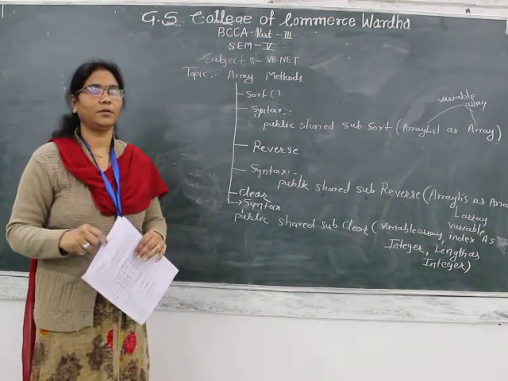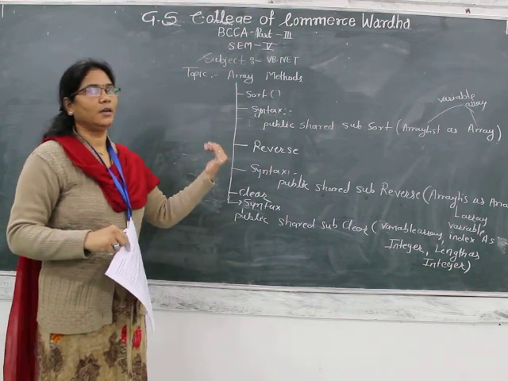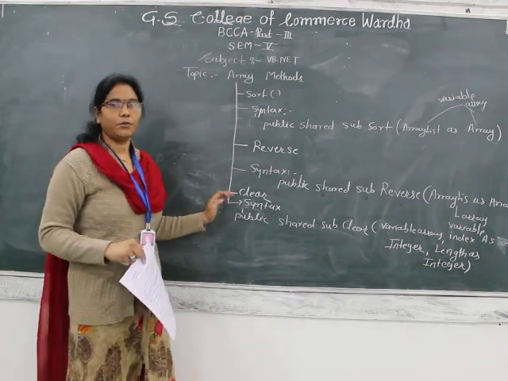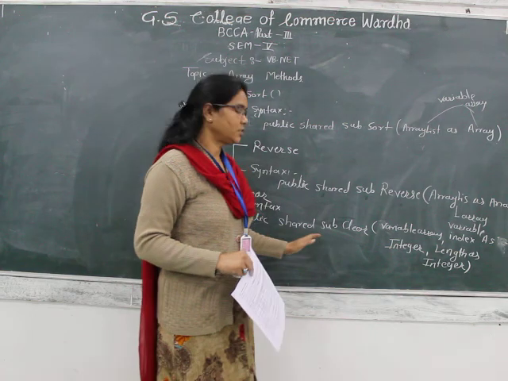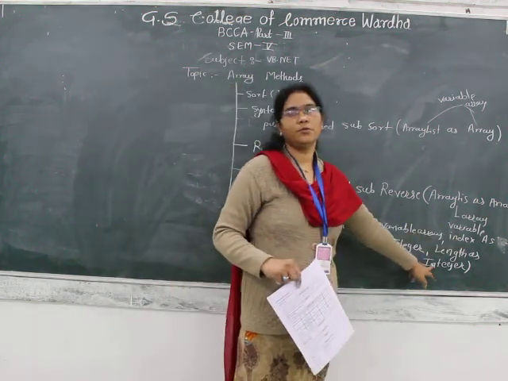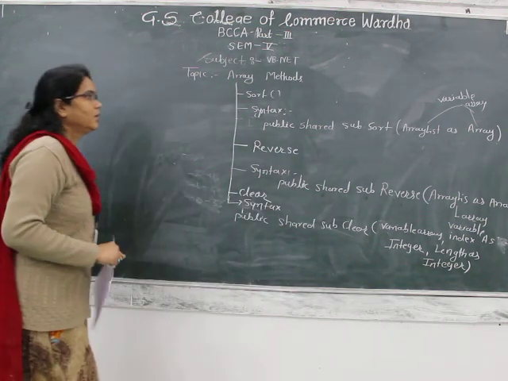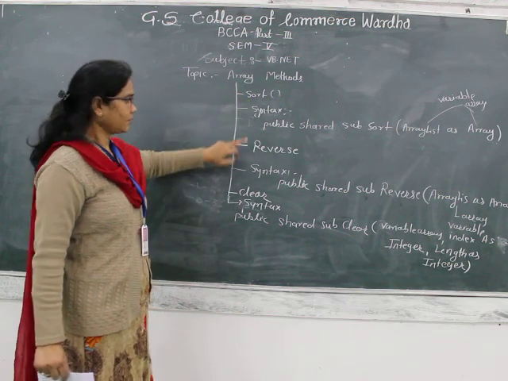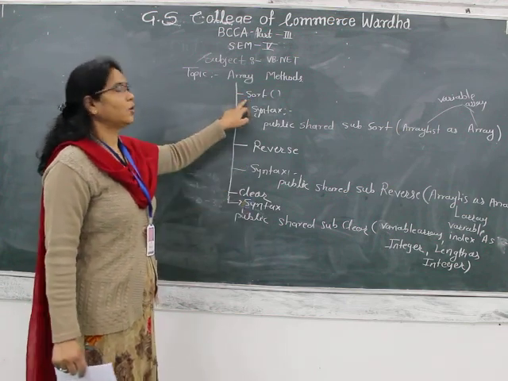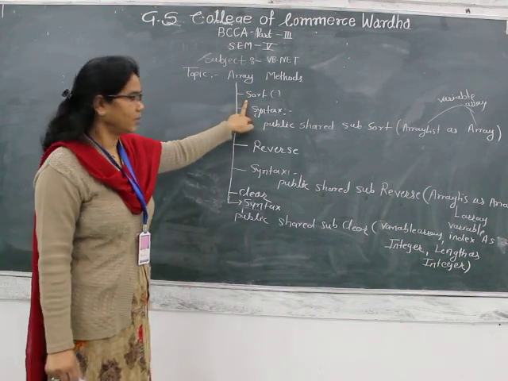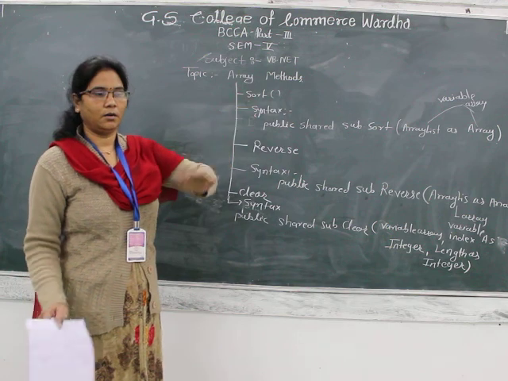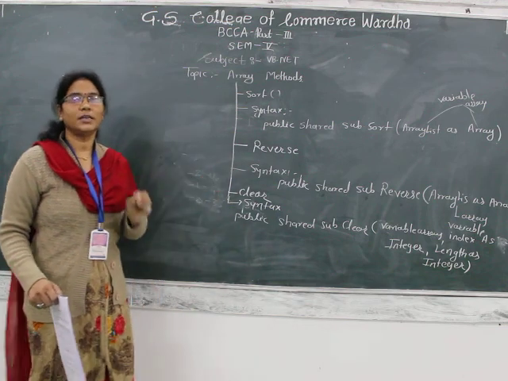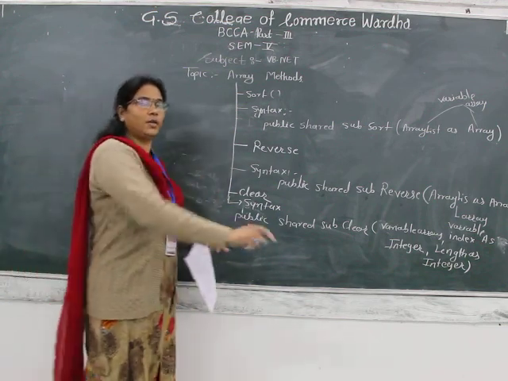Whatever the value of that array element, it should be assigned as 0. That is the meaning of clear. If you want to clear all the elements, then just provide the index number from 0 up to the size, so all elements will be cleared. Here 3 array methods are there: first is sort, second is reverse, and third is clear. Sort sorts the elements in ascending order. Reverse reverses the position of the elements of an array. And clear assigns the value 0 to the array elements.